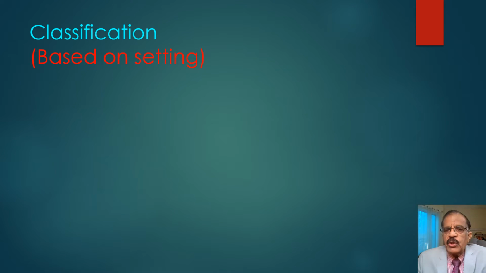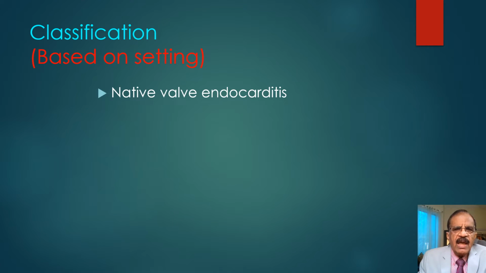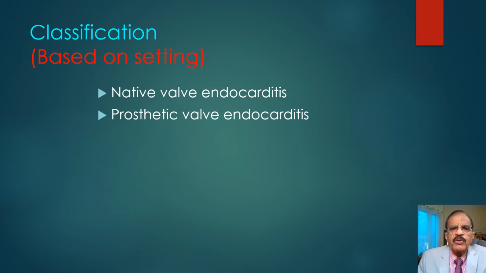Second is based on setting. This is perhaps a duplication of the same, but I think if you look at something from different angles, it will give you a very good idea about the nature of this disease. So based on setting, there is native valve endocarditis, that means your own valve got infected, and then prosthetic valve endocarditis, where somebody had a prosthetic valve and that got infected. This would be further classified into immediate post-op or later because the etiology may be different.